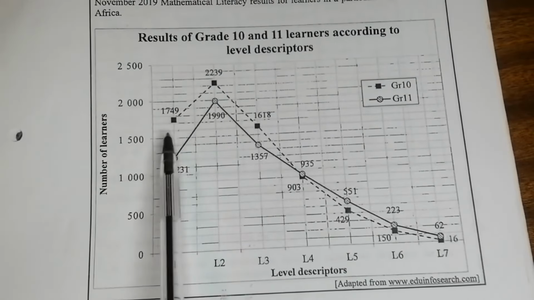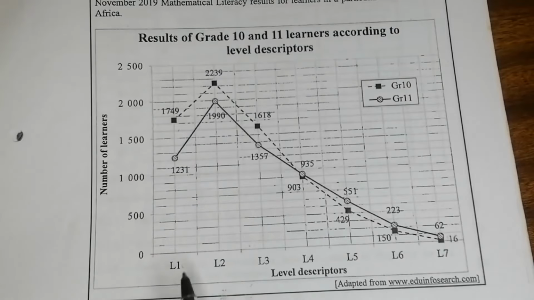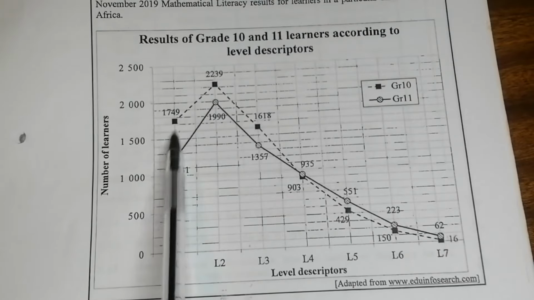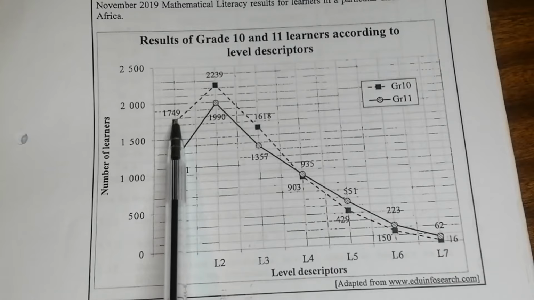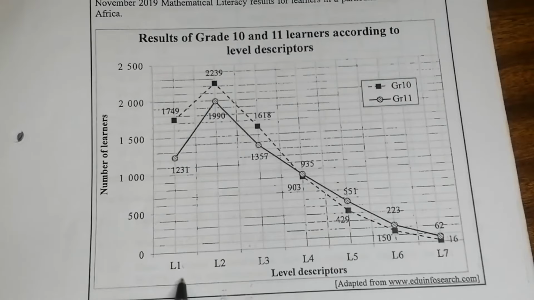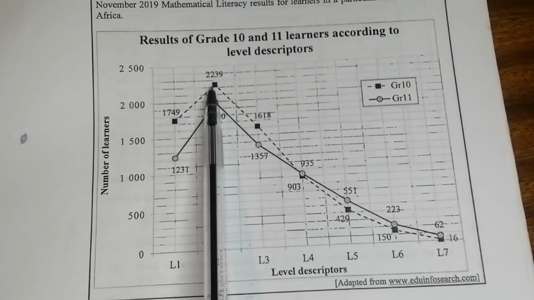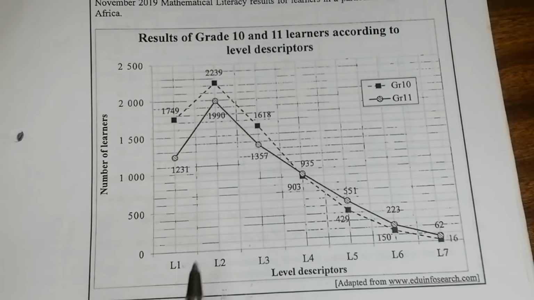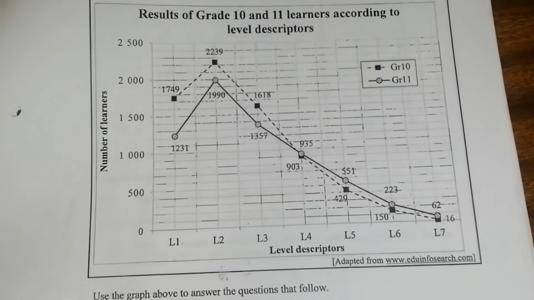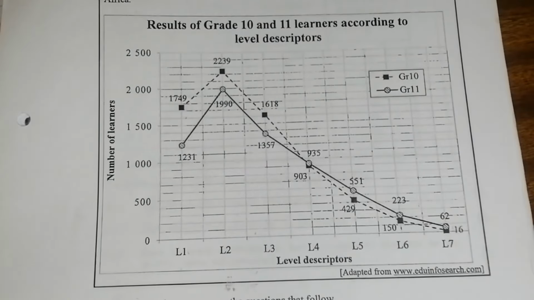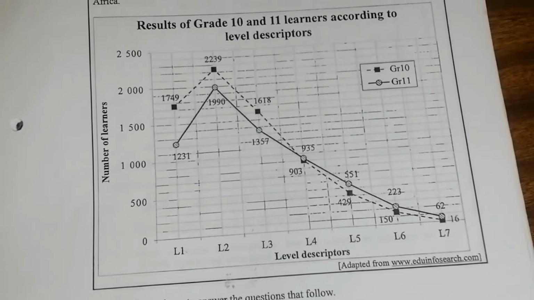So the same goes with the grade 10 learners. For L1, 1,749 learners received the level L1. For L2, 2,239 learners received the level of L2, and so on and so forth, right? So this is pretty simple, guys. I've already answered how we're going to basically analyze this line graph.